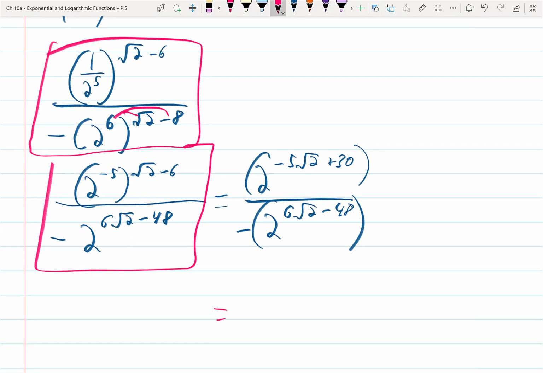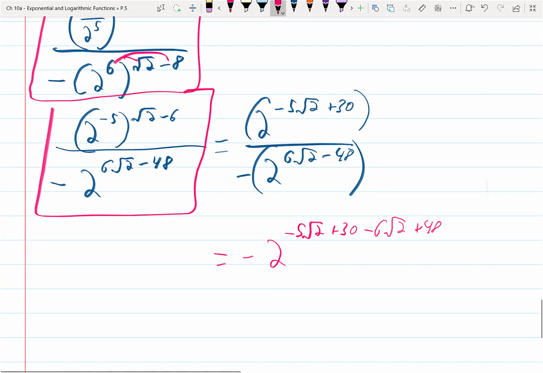So yes, we do subtract. I'm going to keep the negative because the negative is sitting out to the side. It's a negative number. 2 to the negative 5 root 2 plus 30. And when you subtract, you distribute your negative. Minus 6 root 2 plus 48.